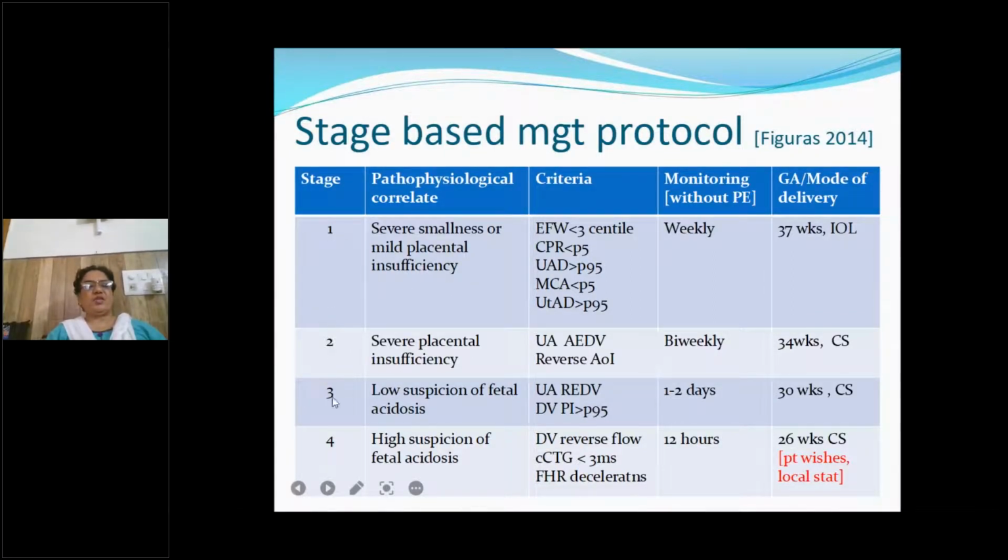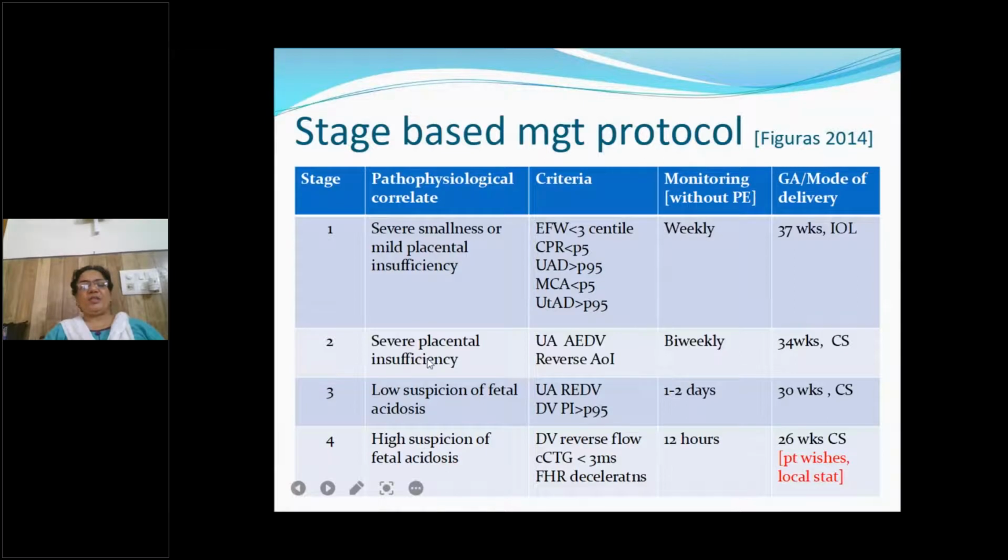Stage 1, stage 2, stage 3, and stage 4. Stage 1 is the mild disease, that is the baby may be less than third centile. The Dopplers are affected, but still their end diastolic flow is present. In this situation, we monitor the fetus weekly and we terminate the pregnancy at 37 weeks by induction of labor, and vaginal delivery is attempted. That doesn't mean that the patient will always deliver vaginally, but at least we can try delivering her vaginally.